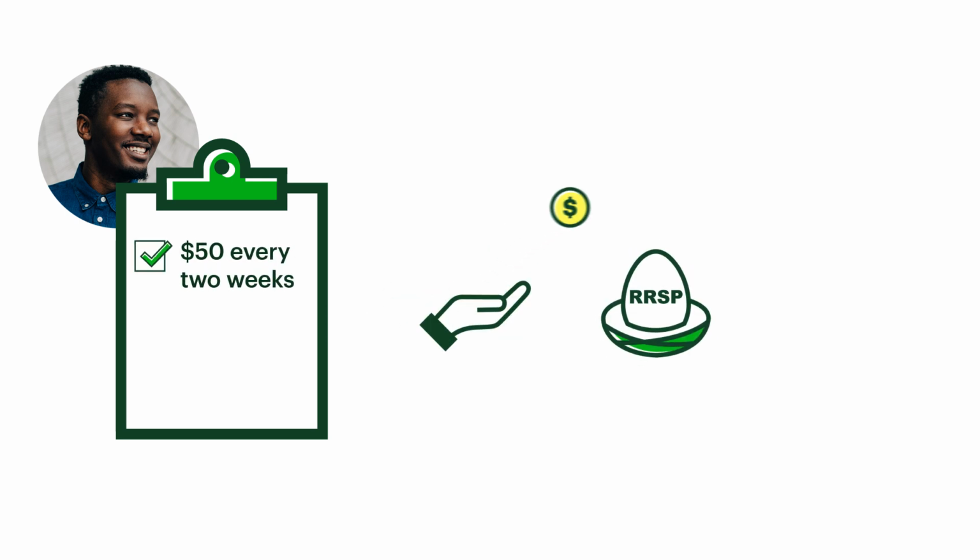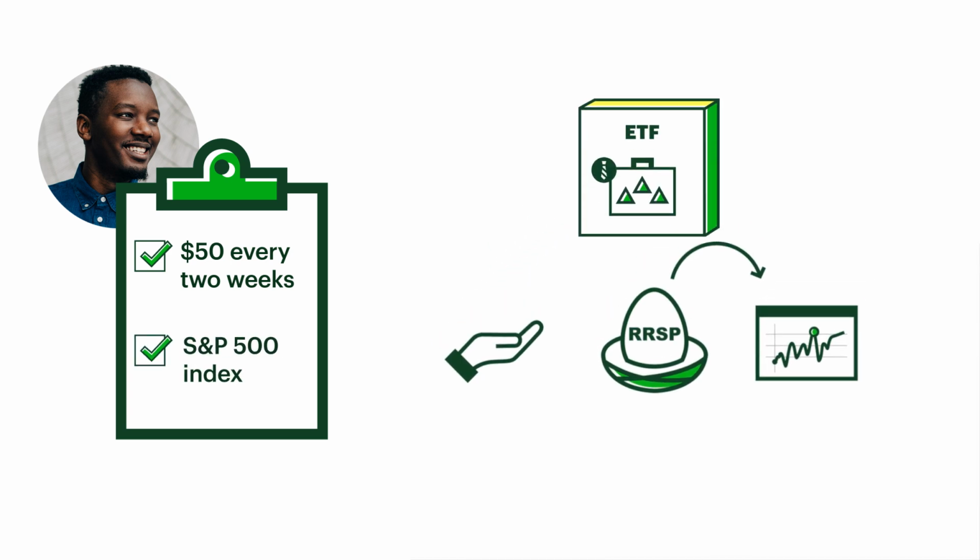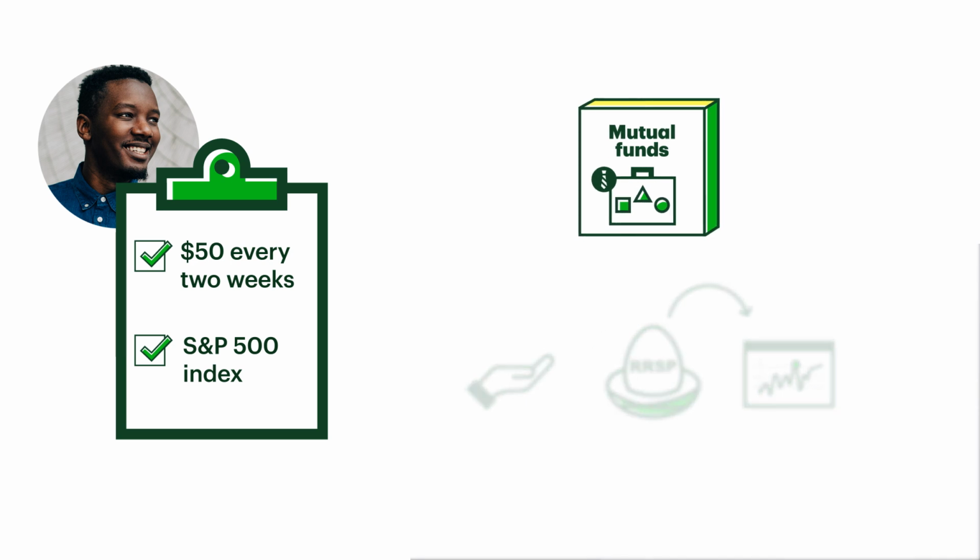Let's look at an example to see how an investor may decide which type of fund to invest in. Ken is starting to invest for retirement. He'll be contributing $50 every 2 weeks to his RRSP. And he wants to invest that money into a managed fund that follows the S&P 500 index. Should he choose an ETF or a mutual fund?